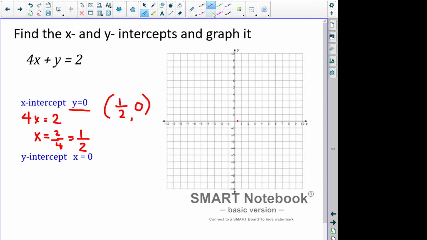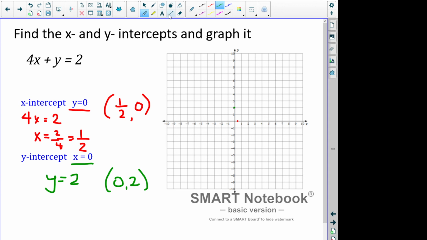Likewise with the y-intercept, the y-intercept is where x is equal to 0. And so if I put 0 in for x here, I would have 4 times 0 is 0, plus y is equal to 2. And so I can tell very easily that it crosses the y-axis at 2. And so that's going to be the point 0, 2. So right here.